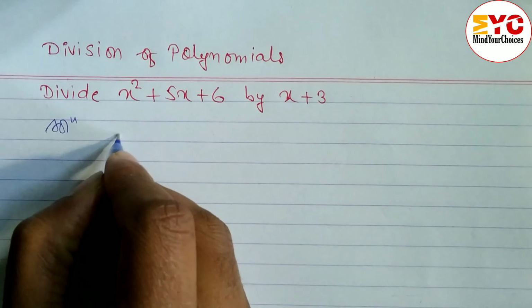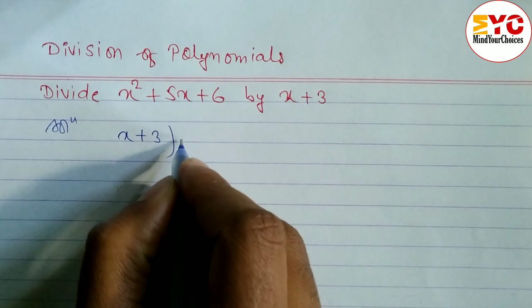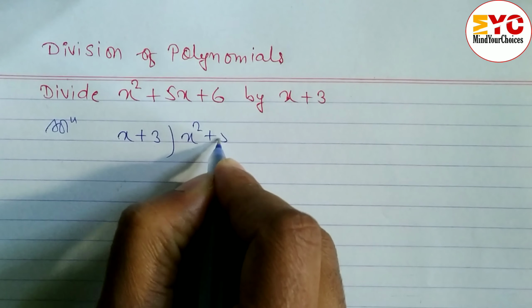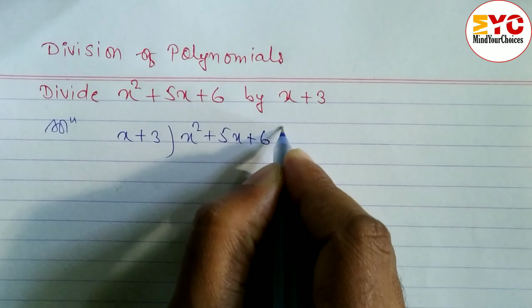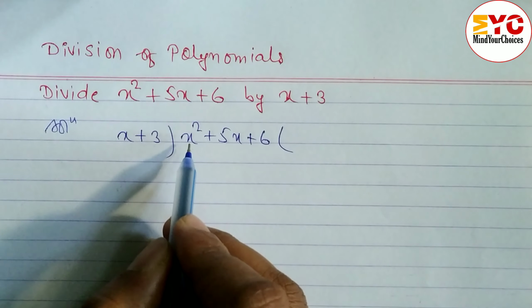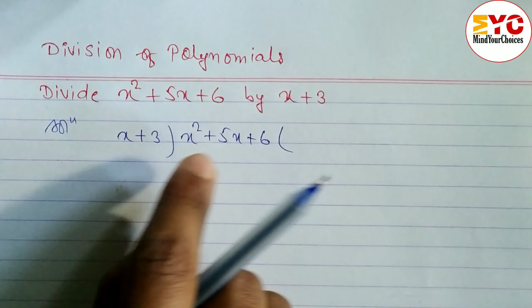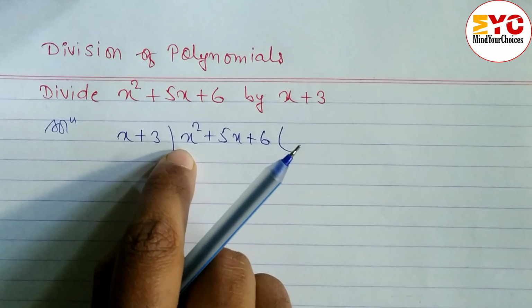So here, first of all we have to write the divisor x plus 3, and the dividend right in the middle, x square plus 5x plus 6. Divide means we have to find the quotient and remainder. Our first aim is to remove the first term. How many terms are here? 1, 2, 3 terms are here. First aim is to remove the first term.